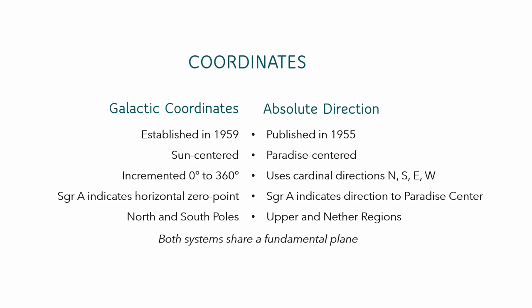Absolute direction is described in the Urantia Book, published in 1955. It is centered on the Isle of Paradise and employs the cardinal directions north, south, east, and west. From our position, Sagittarius A indicates the direction to Paradise Center.